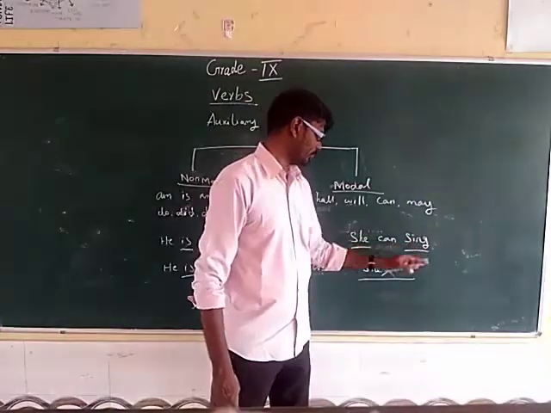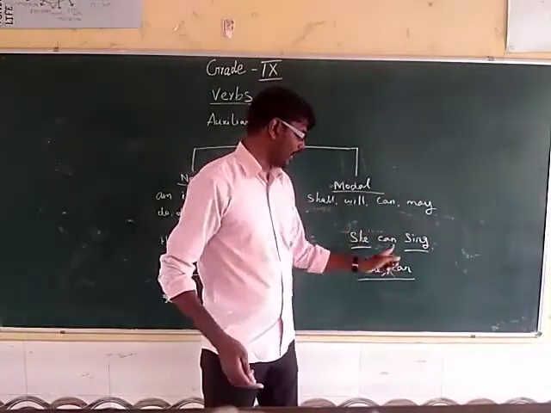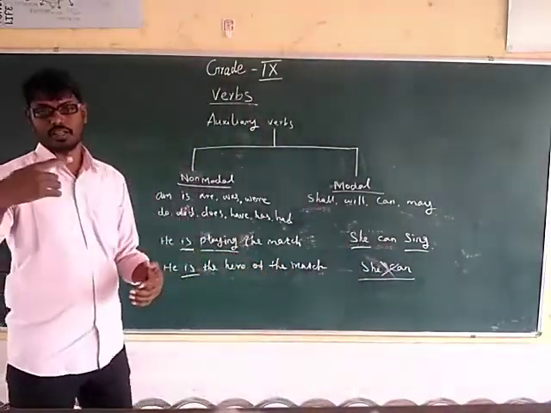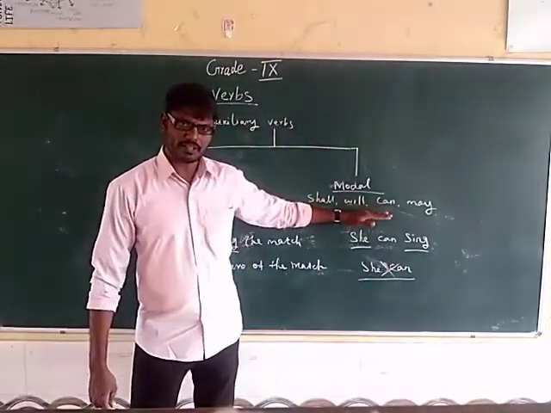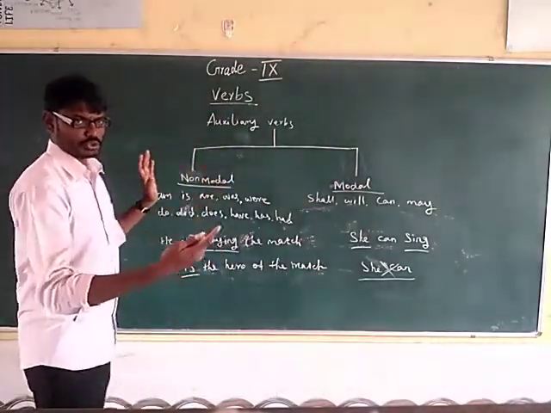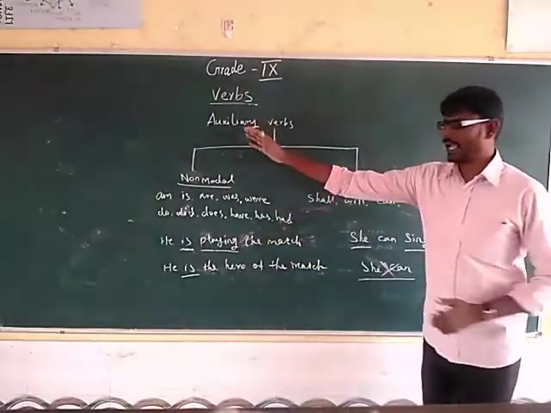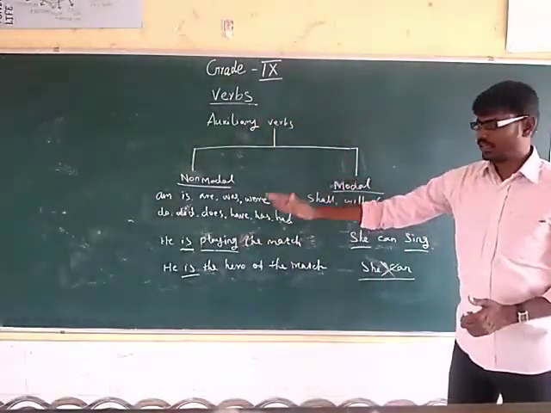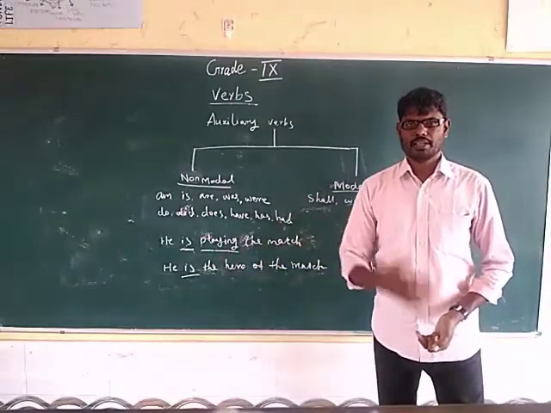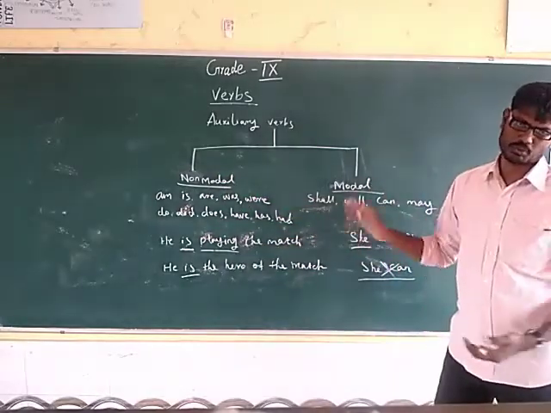Here also, she can sing. Sing is the main verb, and can is also a verb, but it is placed next to the subject. So the placement of the verb is also important. Modal auxiliary verbs can play only as auxiliary verbs, but non-modal auxiliary verbs can play both roles, auxiliary verbs as well as main verbs. The difference between modal and non-modal auxiliary verbs is very important. This example gives you a clear understanding of the primary auxiliary, which means non-modal auxiliary, and modal auxiliary verbs.